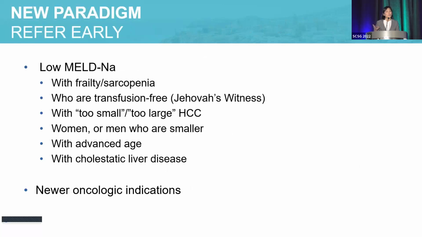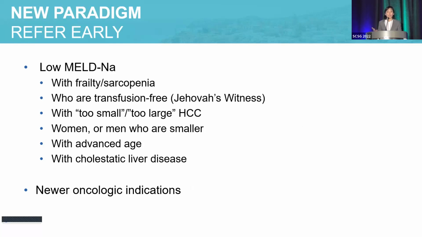So what is sort of the newer paradigm? We have to think about that frail patient. We have to think about that sarcopenic patient, where these are patients who have high waitlist mortality. What about that transfusion-free patient, Jehovah's Witness patient that comes into your office and you say, well, they're well compensated, they don't need to be referred to transplant. How about that patient with the HCC that may be too small or too large? They may not quite meet Milan criteria, but be outside Milan criteria.